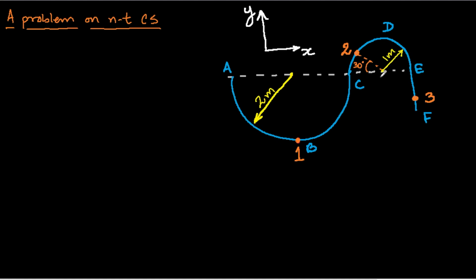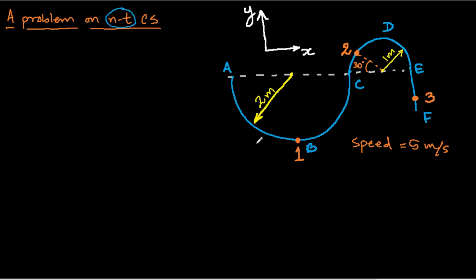On this path, a particle is moving with a speed of 5 meters per second. As soon as we say that a path is given and on that path a particle is moving, the first thing that should come to our mind is the intrinsic coordinate system. That is the configuration: a particle moving on a given path should call for the intrinsic coordinate system.